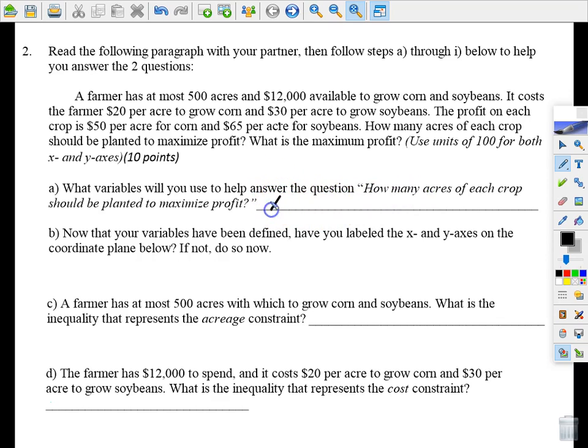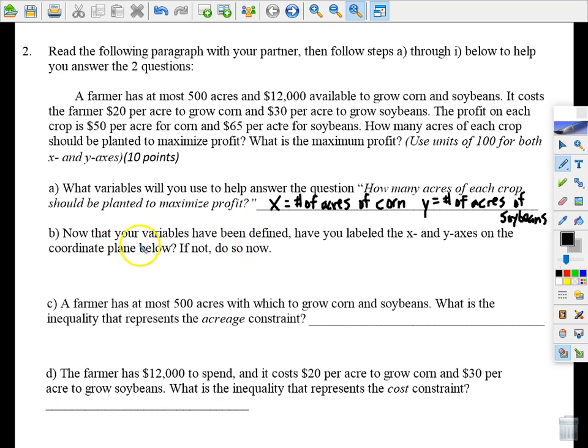You can choose whatever you want. I'm just going to go with x equals number of acres of corn, and y will be number of acres of soybeans. Okay, so that's always a first step. In these linear programming problems, you're going to be looking at two different items. The combination of those two items is what we're looking at, either to maximize profit, which is the case here, or to minimize cost in most cases.